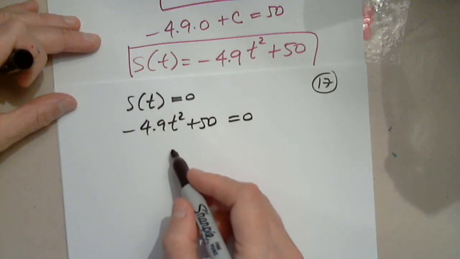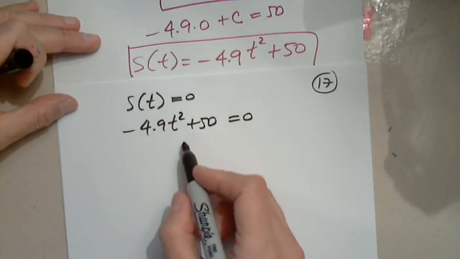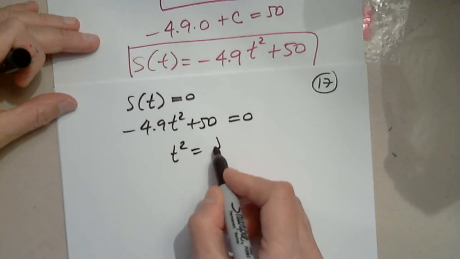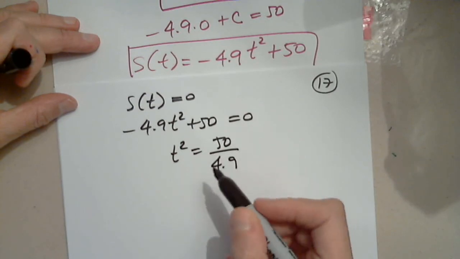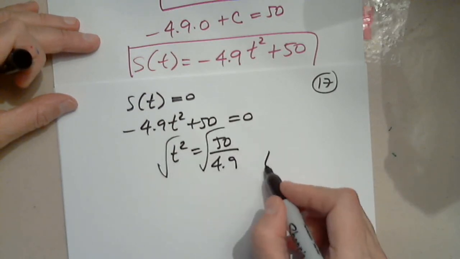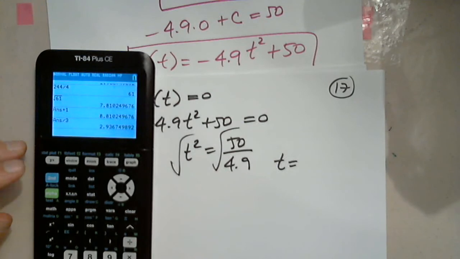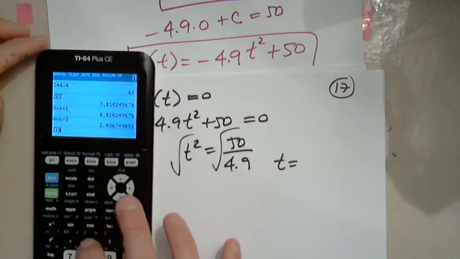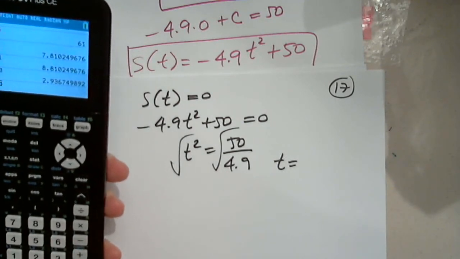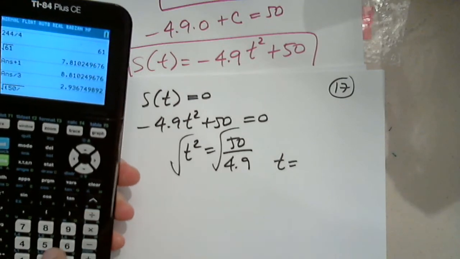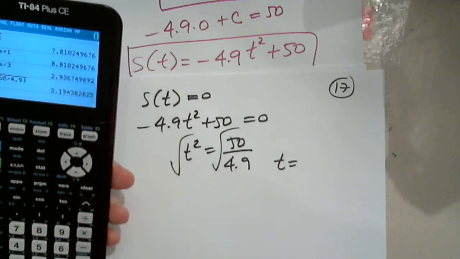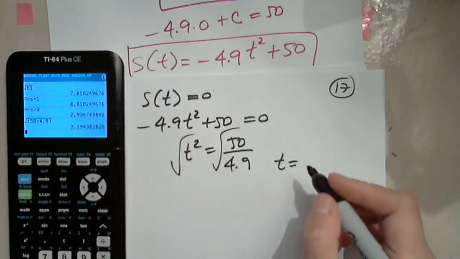I move 50, I divide by negative 4.9, so I have t squared equals 50 over 4.9. And I will take the square root. I will not write plus or minus. I don't know how they want the answer, but I'm just going to approximate it and put the square root, and in parentheses, you know me, I love my parentheses, 50 divided by 4.9, close the parenthesis, and I get 3.2 approximately.